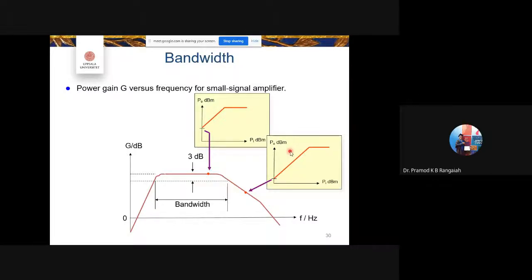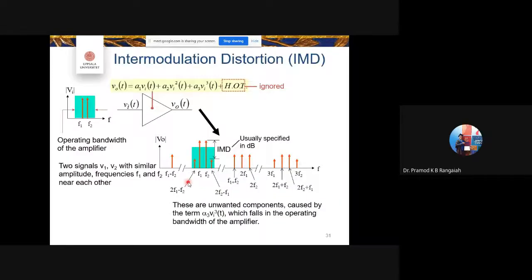So we should consider the bandwidth and also non-linearity conditions, especially when I show one wideband amplifier example. At the time, designing wideband and ultra wideband amplifiers is very challenging, so bandwidth is very important. And intermodulation will come when we are dealing with two tones.